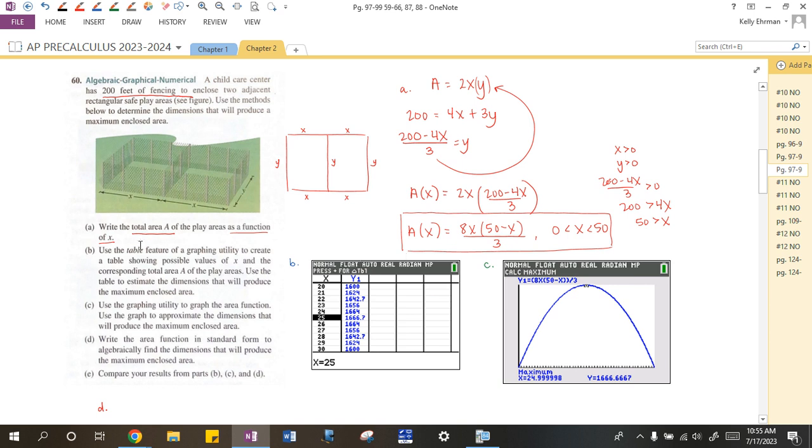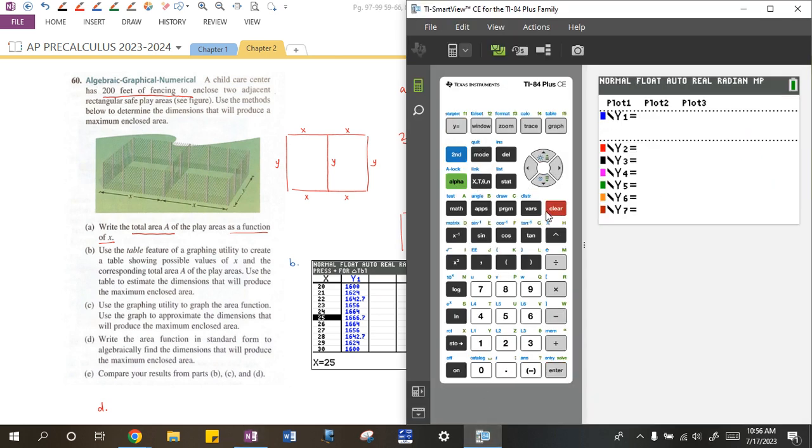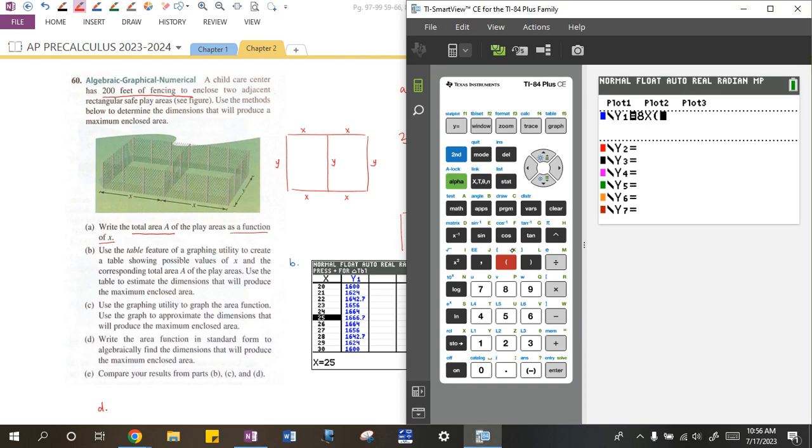So B says use the table feature to approximate the maximum area, or the dimensions that will give maximum area. C is use the graphing utility. So I'm going to do B and C kind of at the same time. First I need to type in this equation. So it was 8x times, what was it? (50 minus x) divided by 3.